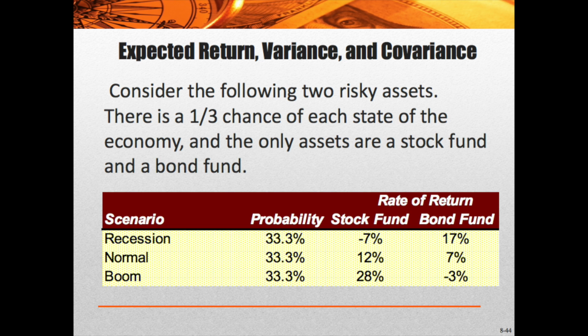well as the money moves out of stocks and into bonds. Normal times, the stock fund gives you 12%, the bond fund gives you 7. And of course, when we have a boom, the stock fund will go up quite a bit, and the bond fund will lose a little bit of money. So when you start thinking about exactly what's going on, we have two options here, stocks and bonds, and we have three types of economic activity going on.